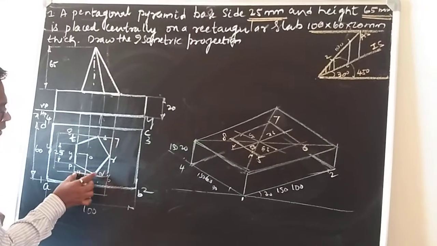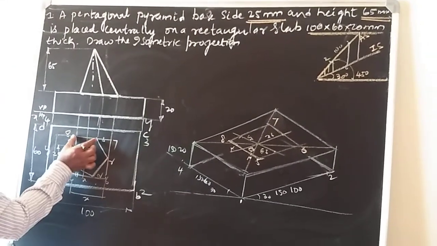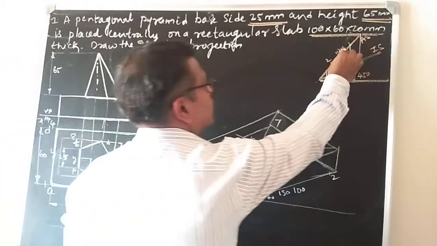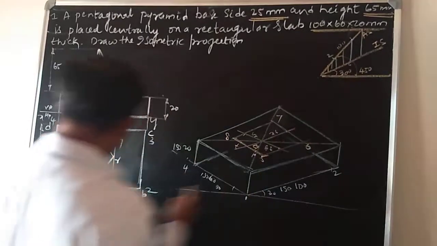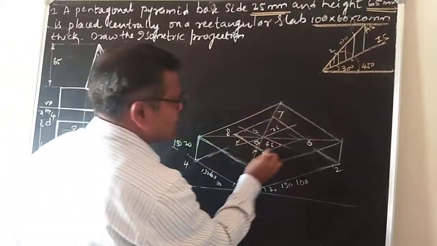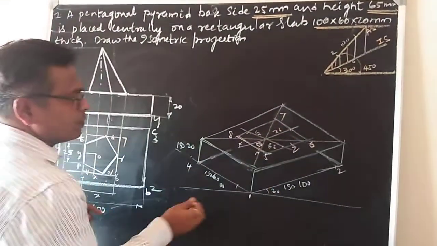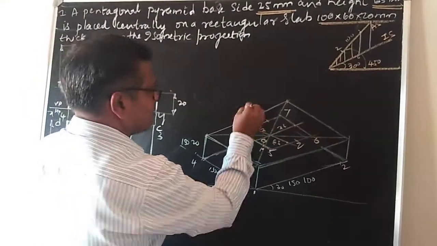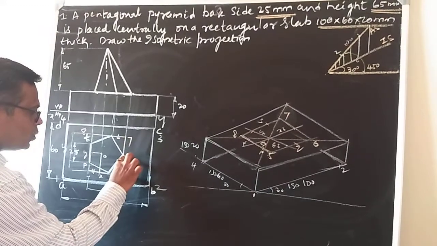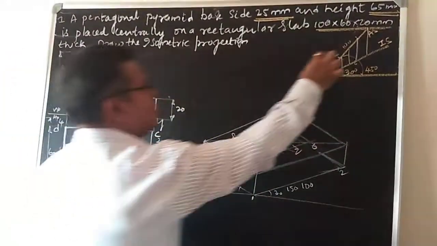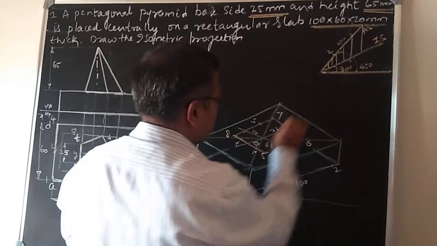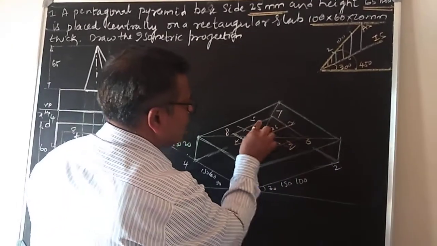Similarly, measure 5 to Q, which is also the same as 8 to S. Measure 5 to Q, go to here, convert to isometric length of 5 to Q, and with this as center, mark here. I got the Q. Same measurement with 8 as center, you mark here, that is my S. Similarly, measure 6 to R, convert to isometric length and with 6 as center, mark here. I got P, Q, R, S, T.